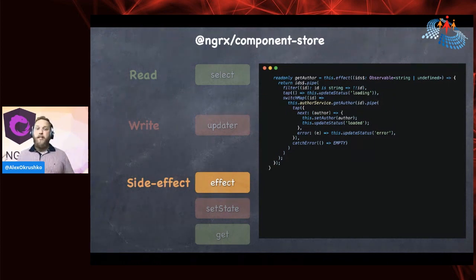All right, so those are the side effects. So we can select, we can update, and we can cause those side effects. Side effects is basically the orchestration of all the asynchronous stuff we do, calling the services, handling race conditions, and stuff like that.